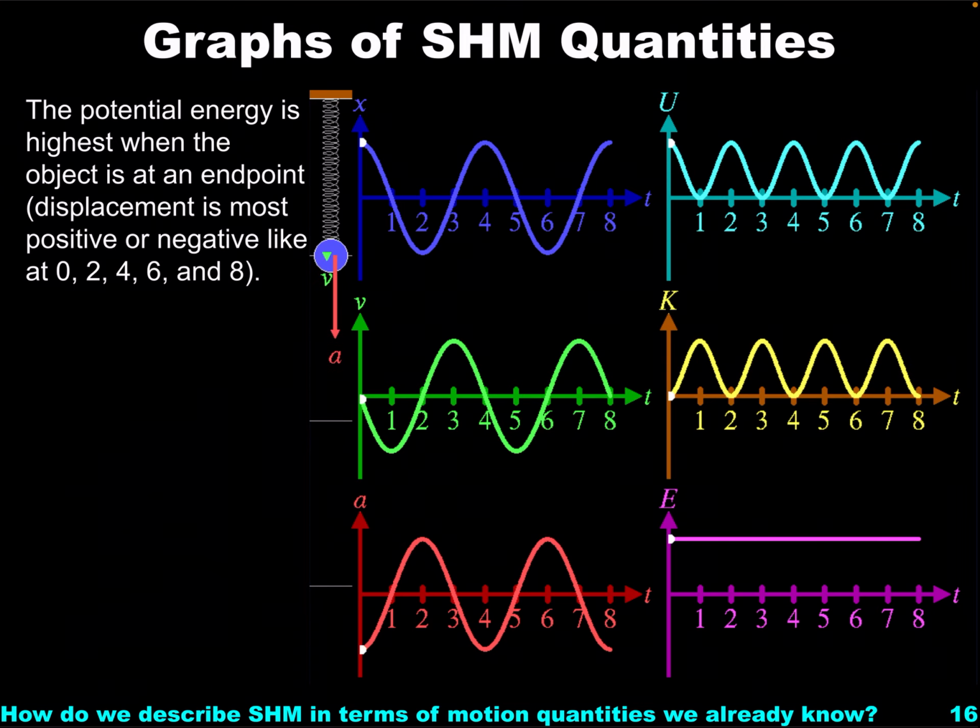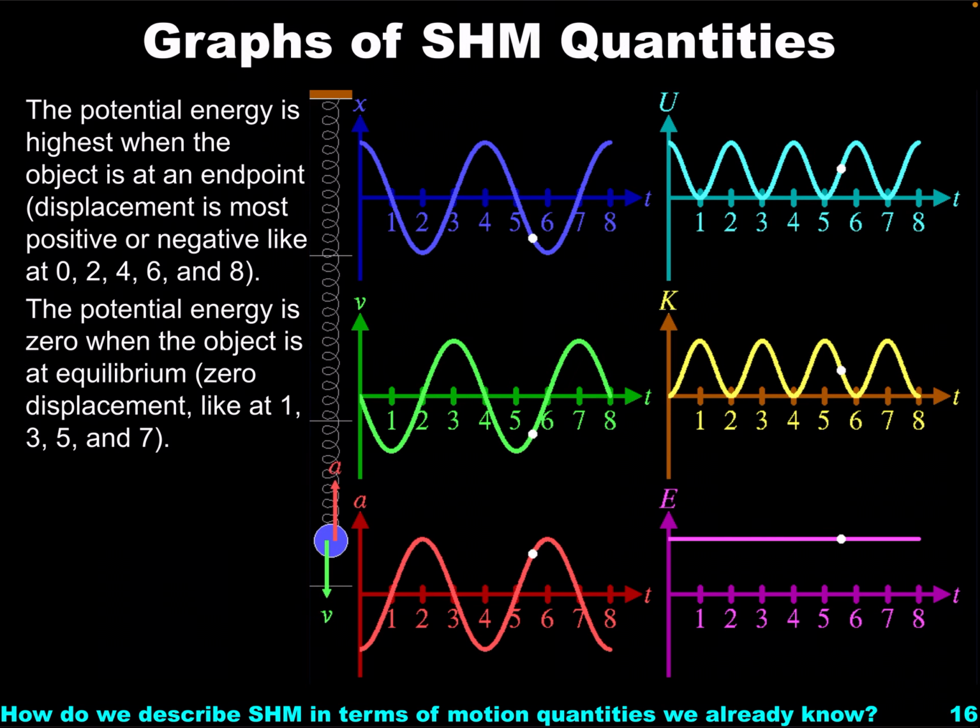The potential energy is going to be the highest at the endpoints where the displacement is greatest. So wherever you have maximum displacement, you will have maximum potential energy. You'll notice that at 2 and 6 seconds, the negative displacement becomes positive potential energy, because again, we cannot have negative potential energy.